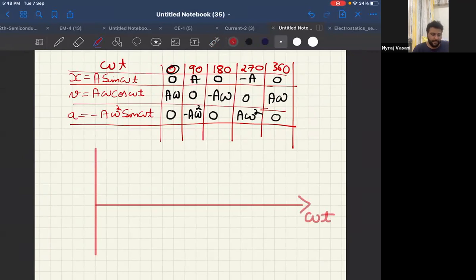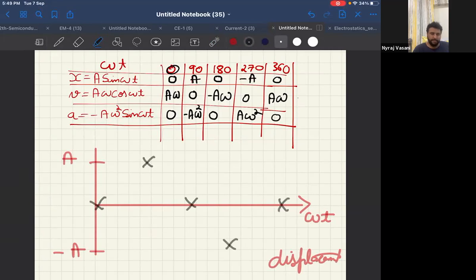Omega t, and I'm drawing the graph of displacement, okay? Can I say the maximum value of displacement is A, minimum value of displacement is minus A. Now tell me, what is it? 0, A, 0, minus A, 0. Therefore, can I say the graph will be 0, A, 0, minus A, 0. Therefore, can I say my graph of displacement will be like this?